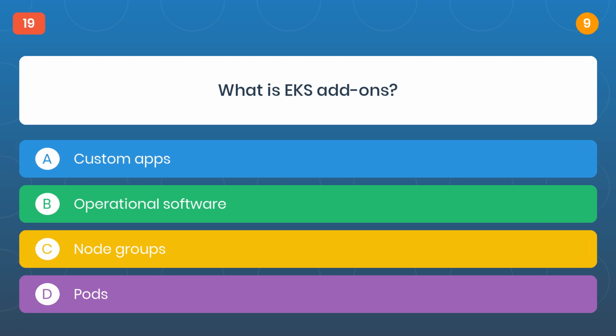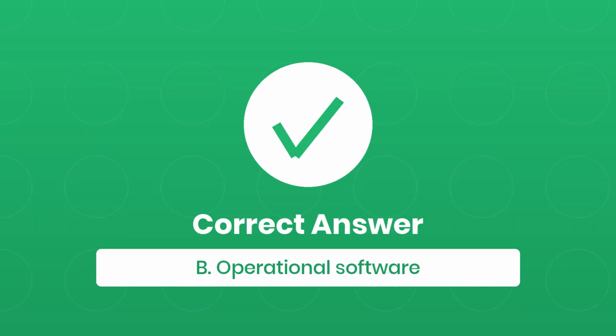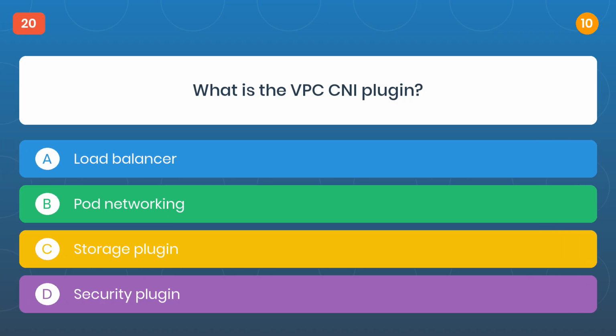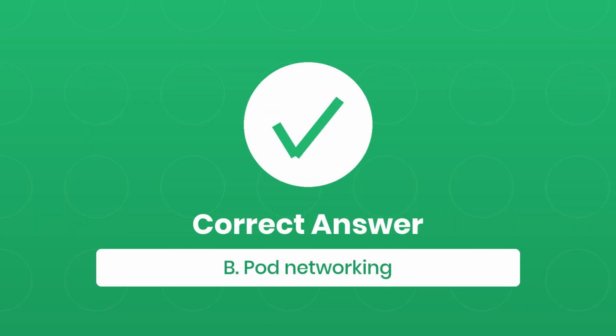Question 19. What are EKS add-ons? The correct answer is B, operational software. Question 20. What is the VPC CNI plugin? The correct answer is B, pod networking.